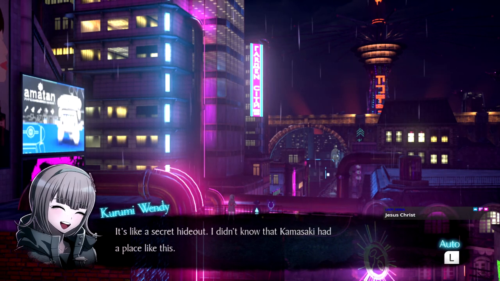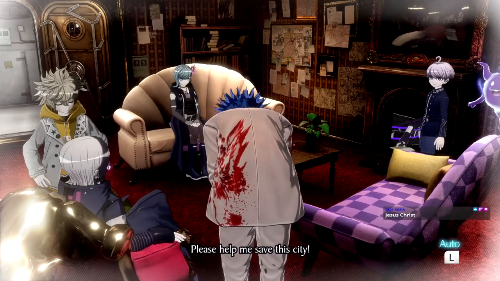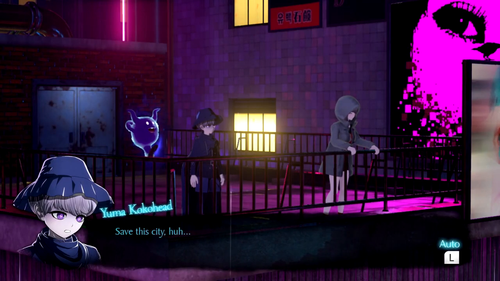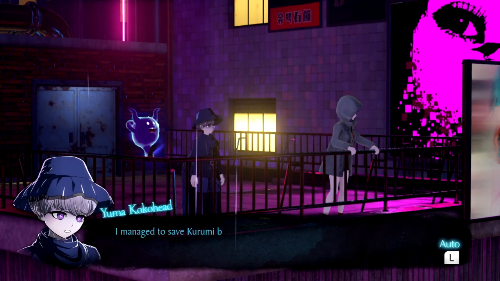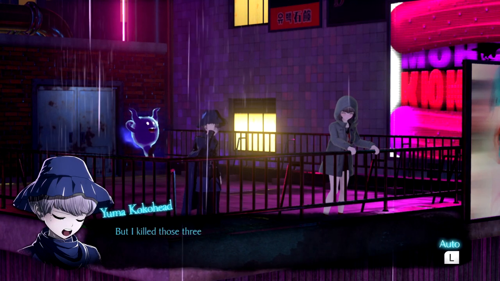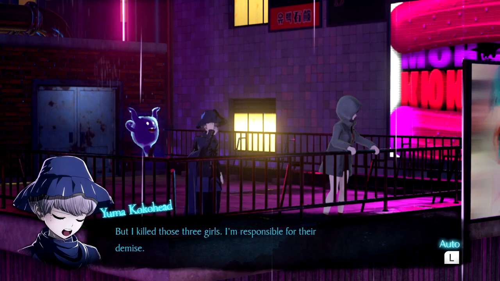Kamisaki had a place like this. Please, help me save this city. Save this city, huh? I managed to save Karumi by solving the case. But I killed those three girls. I'm responsible for their demise.